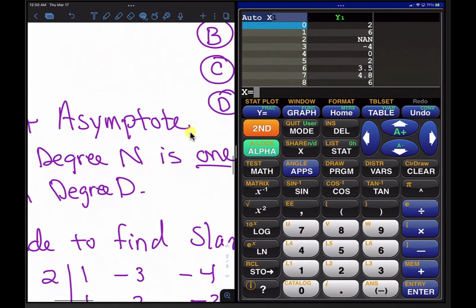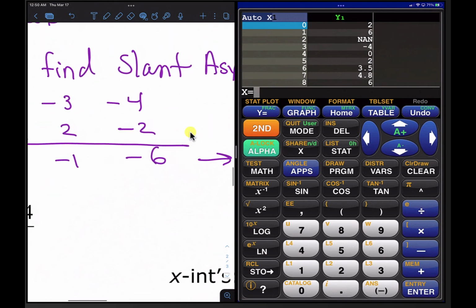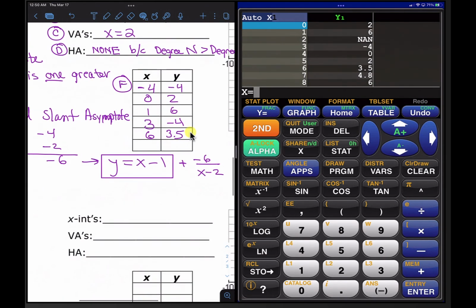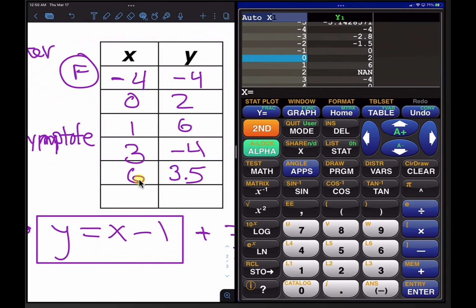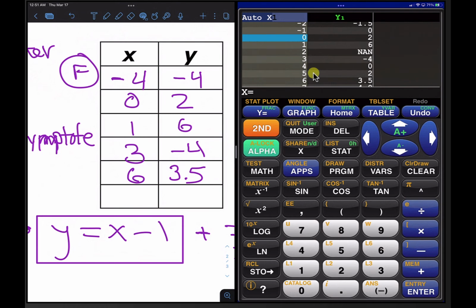And now let's take a look at the numbers we chose on our page. All right, so we chose negative 4 and 0 and 1, 3, and 6. So you'll just scroll to those values. So there's -4, -4. Here's 0, 2. Here's 1, 6. Here's 3, -4. And here's 6, 3.5.